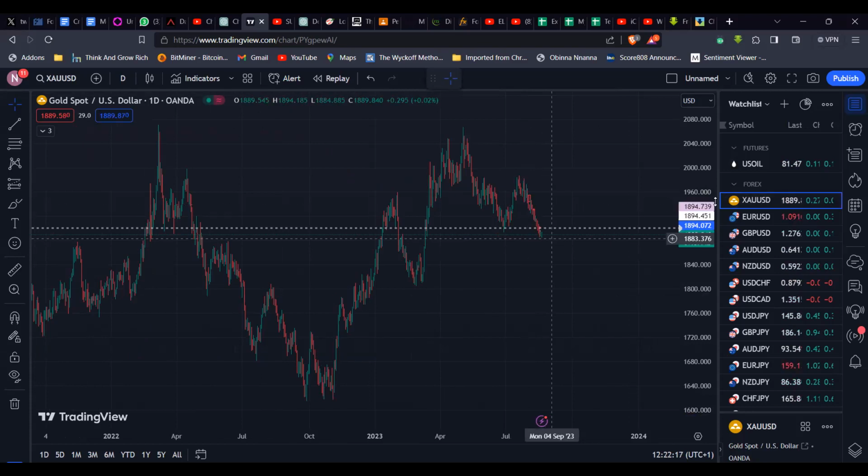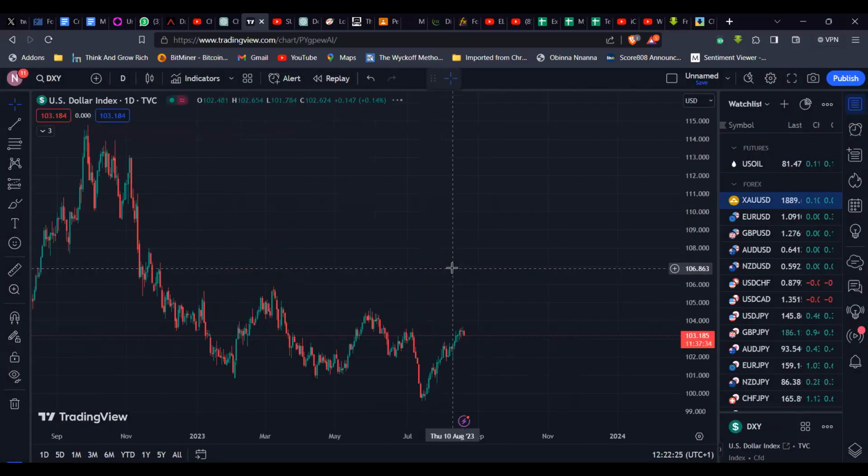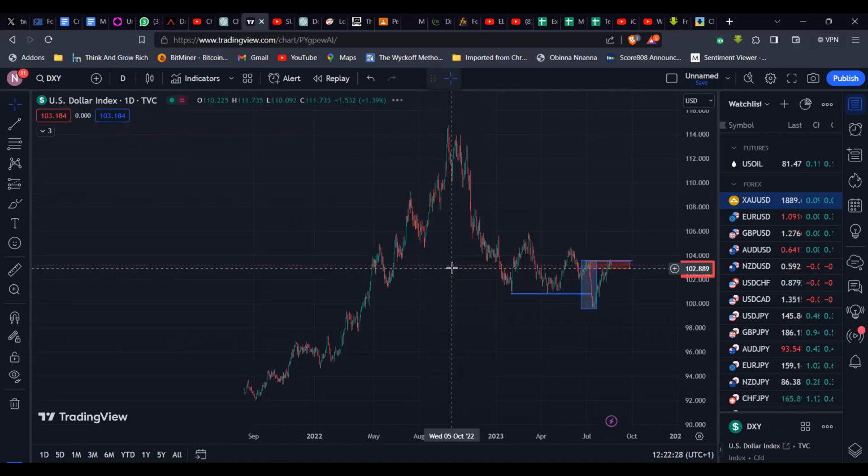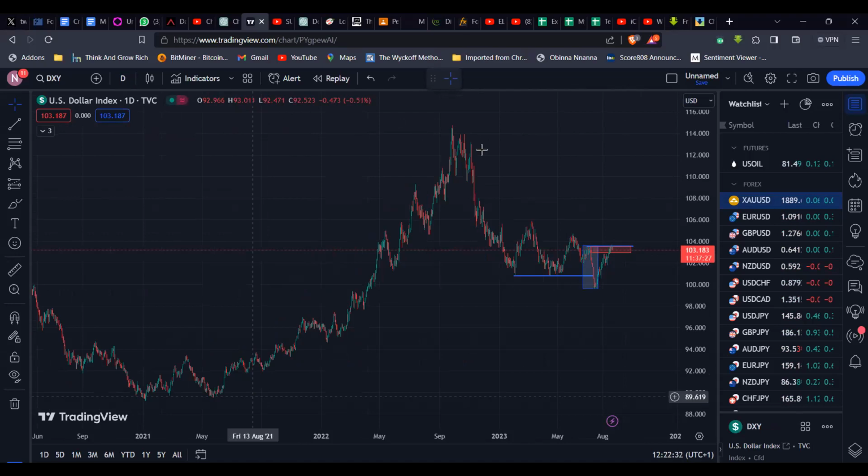So we'll start with the dollar. Actually, let's go to the DXY. Okay, let's do this like this. Let's go to the DXY and look at the overall structure of the DXY, so we'll know exactly where we are now.